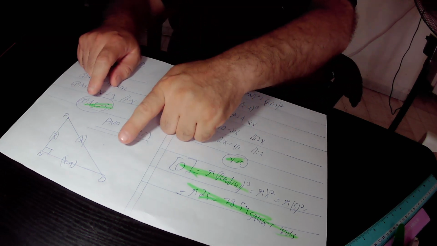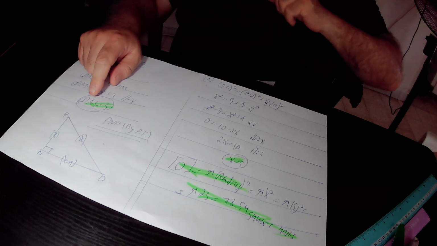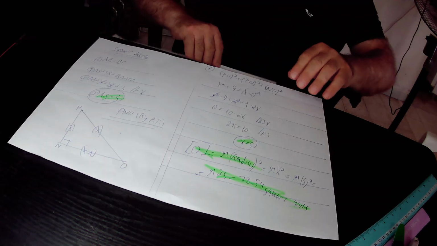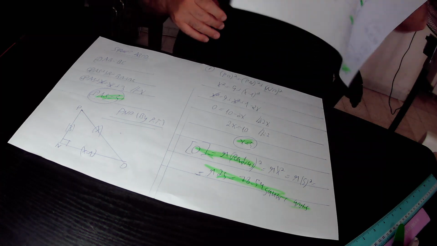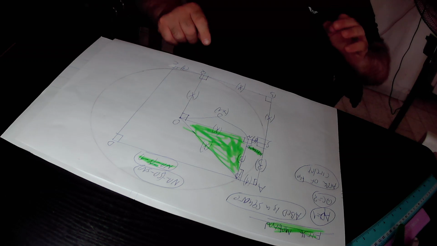So x is the length of the hypotenuse AO, that is equal to 5 units in length, and x is also the radius of this circle, so the radius of this circle equals 5 units.